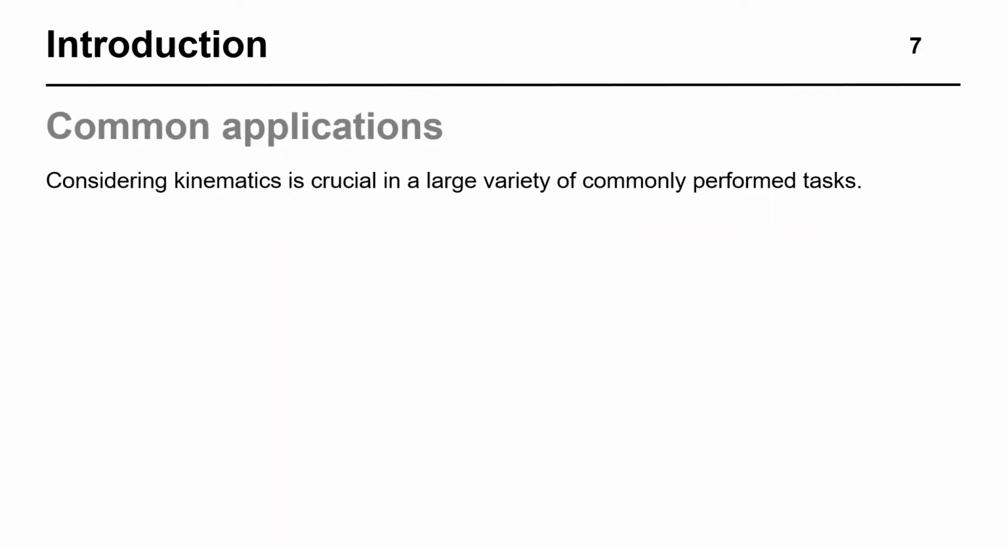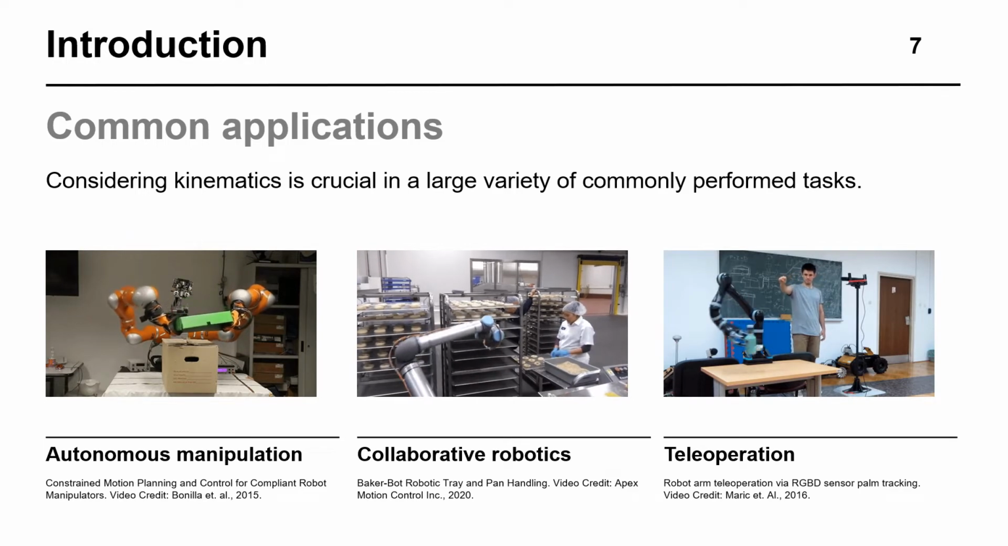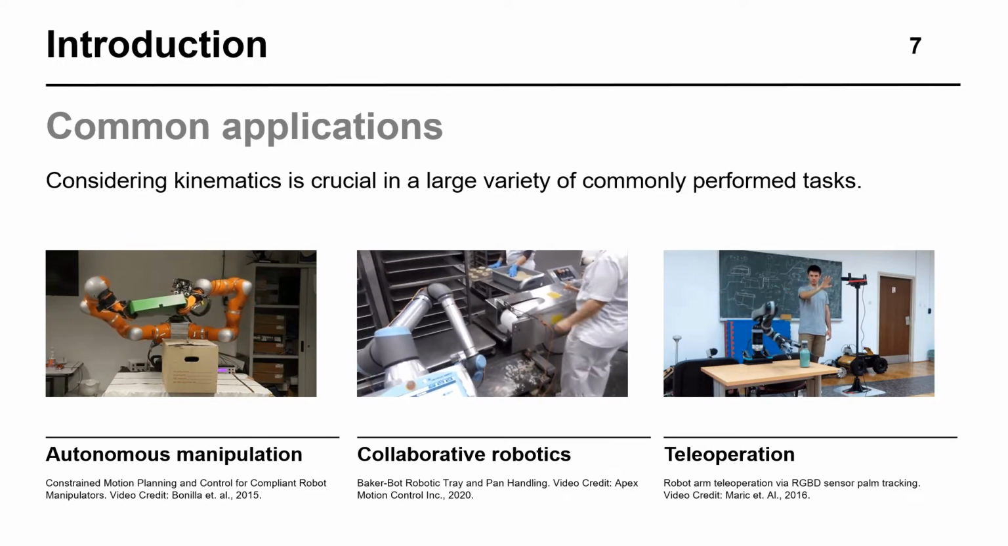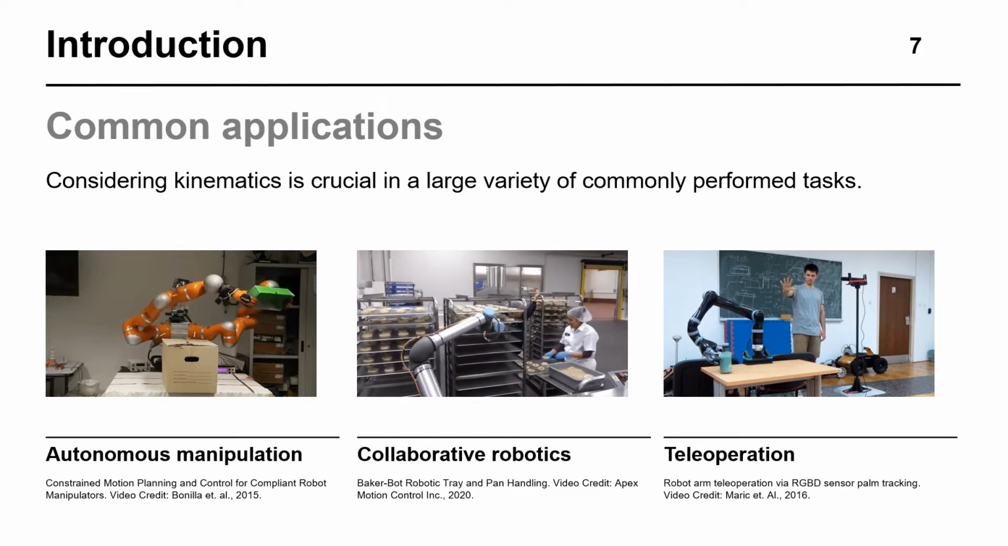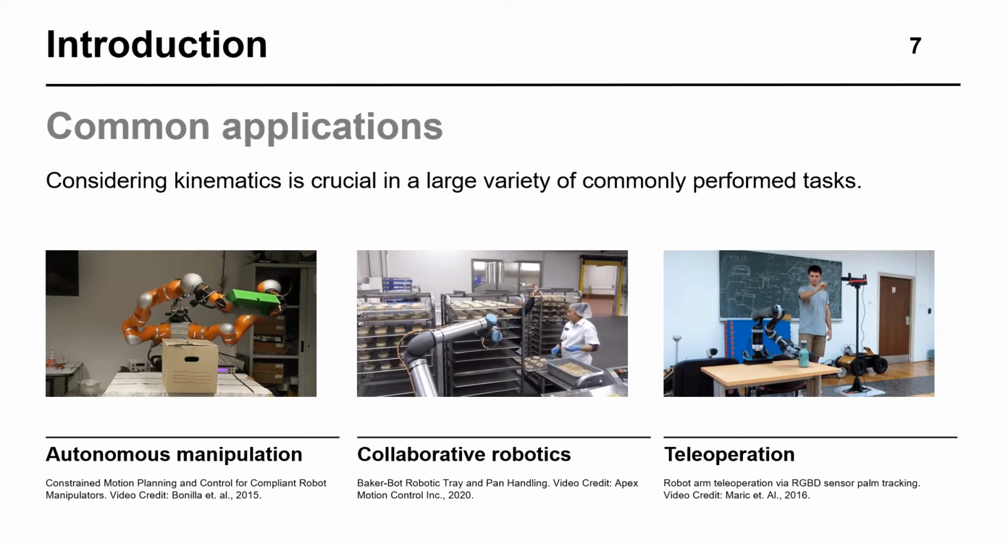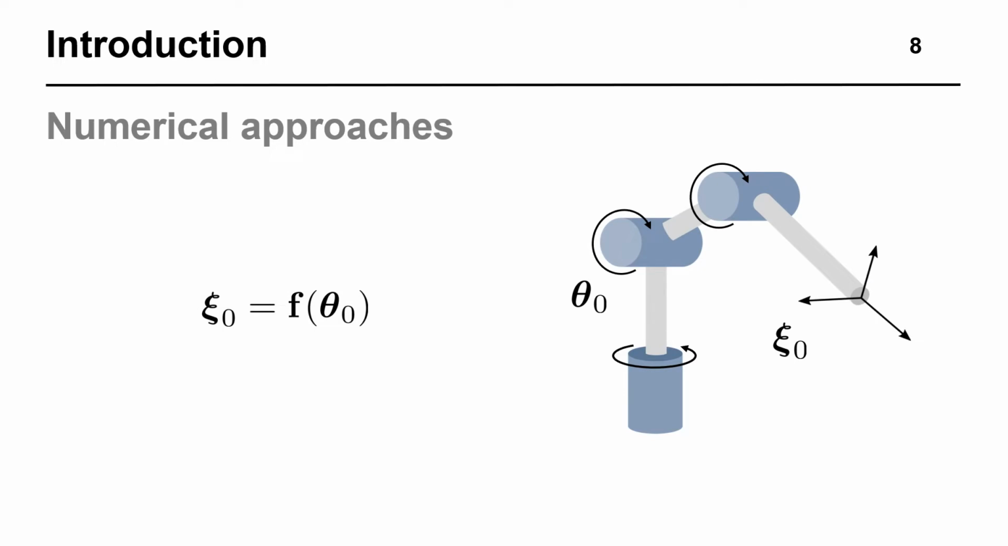A large variety of applications, such as autonomous manipulation, collaborative robotics, and teleoperation, involve robots with non-trivial kinematic structures. Regardless of the algorithm used to perform these tasks, considering the robot's kinematic mapping is crucial. Most algorithms for performing these tasks resort to numerical approaches. These approaches are commonly based on incrementally moving the end effector or some other link and iterating in order to follow a reference or until a desired goal is reached.